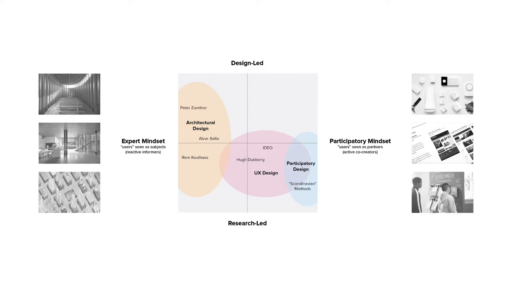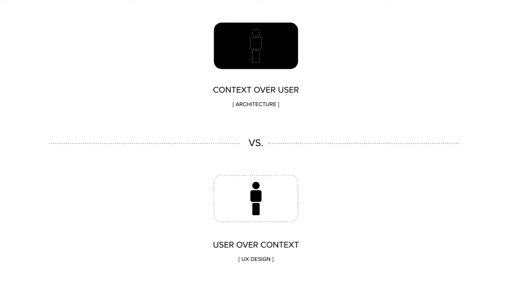To explore the nature of the three modes of design I've mentioned, I've plotted them here on Hugh Dubberly's map. We can see along the x-axis that architects hold a relatively narrow and expert-tending mindset, while UX designers are more broad and tend towards the participatory. Architects are broad and well-balanced along the y-axis, while UX designers are more narrow and research-focused.